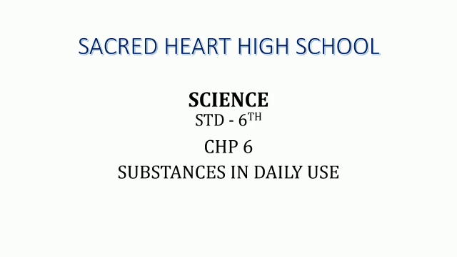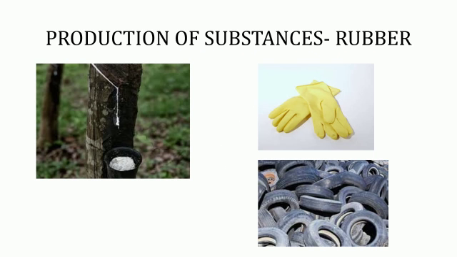Today we will study Chapter 6, Substances in Daily Use, Part 2. Production of substances: Rubber. Rubber is of two types, natural and artificial. Natural rubber is obtained from the gum or sap of trees. Sap is a fluid which is present in trees and it has nutrients in it. This sap is also called latex. Rubber has a peculiar odor and it is white in color.